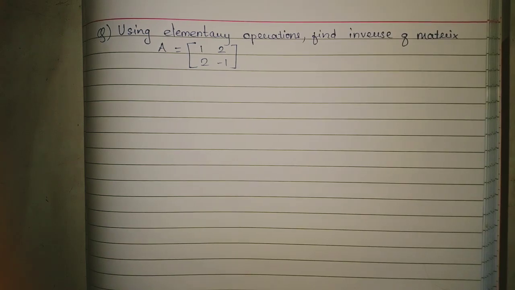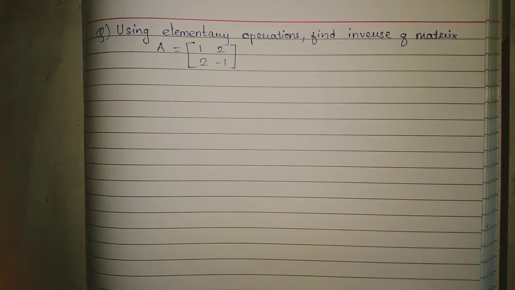Hello students, so we were seeing the inverse of a matrix by elementary operations, right? So we'll solve one question. There is one matrix given here. You have to find the inverse. You can use any of the methods, that is by row operations or column operations. We'll solve this question in both ways, that is row and column. So let's start with our row operations.